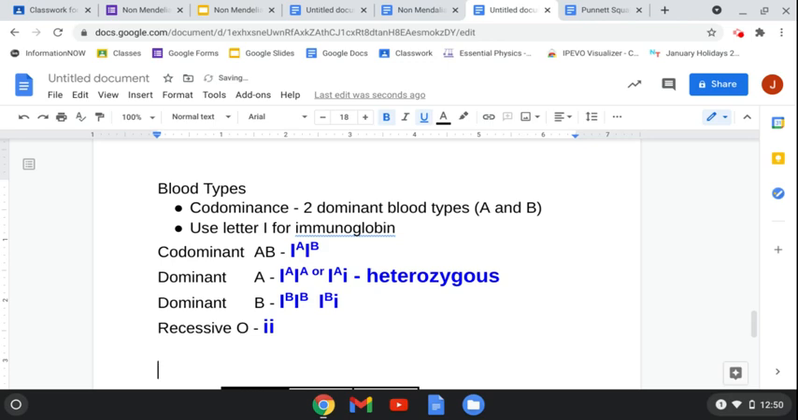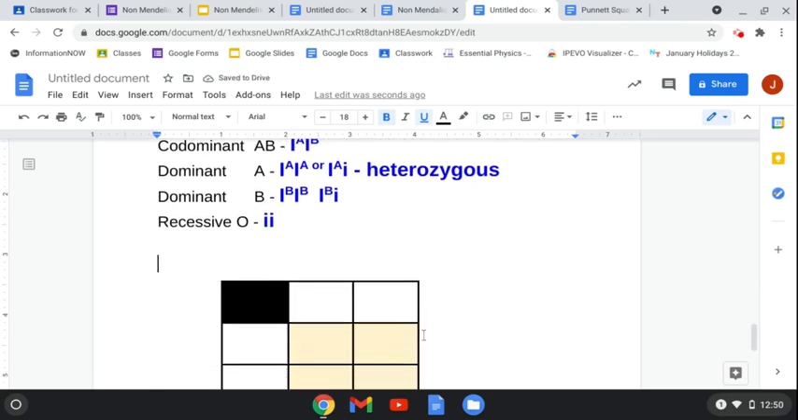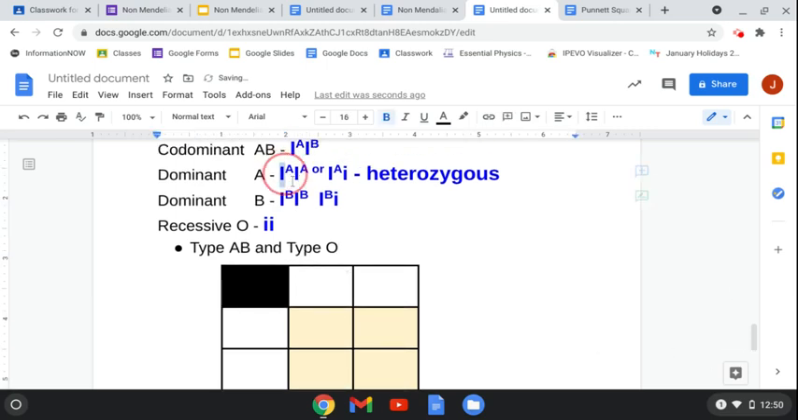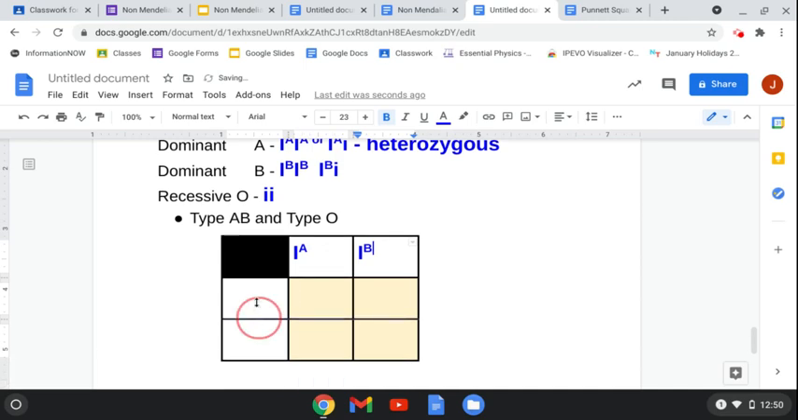So I'm going to end with an example of how you would fill in a Punnett square for blood types. I'm going to cross, actually, I'm going to use my parents. So my dad had type AB blood, and my mom has type O blood. So I'm going to put on the top, I'm going to just copy and paste. He has AB, so I need to have an A and a B. And my mom is recessive, so little i for these.